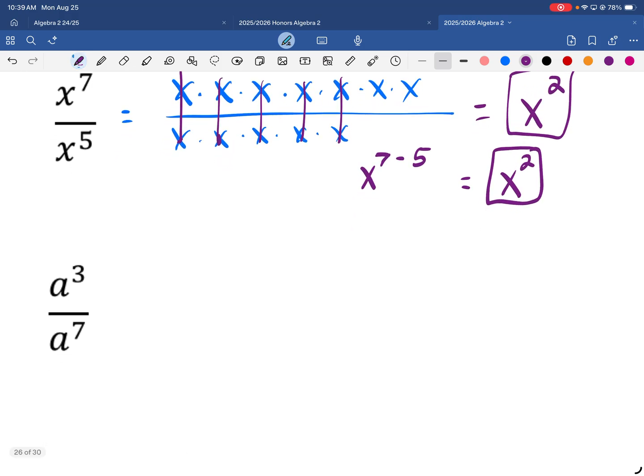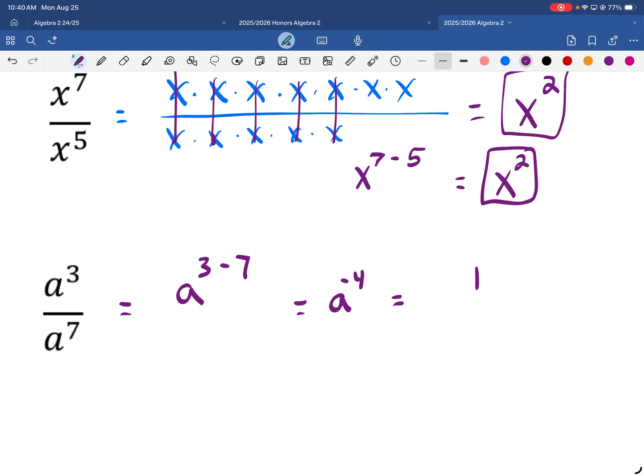Well, what happens if we have a to the 3rd over a to the 7th? Procedure is still the same. Procedure doesn't change. We're going to subtract the exponents if you divide. So this is going to be equal to a to the 3 minus 7. 3 minus 7 is negative 4. So a to the negative 4th. Negative exponents are not allowed. Can't have negative exponents. So remember what we just talked about with negatives. Turn it into a fraction and make the exponent positive.